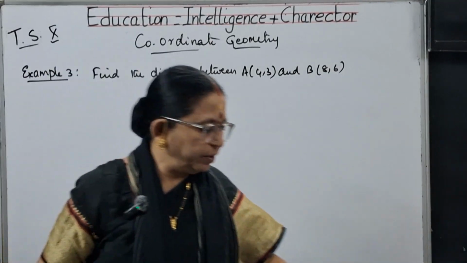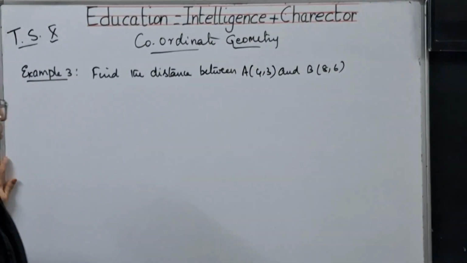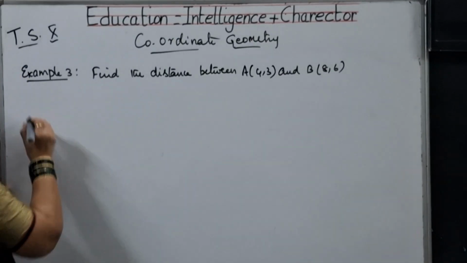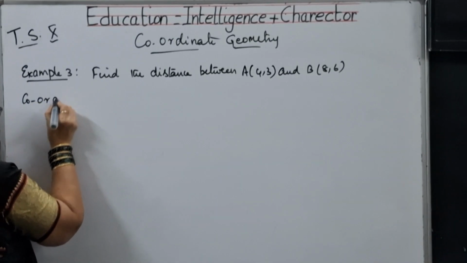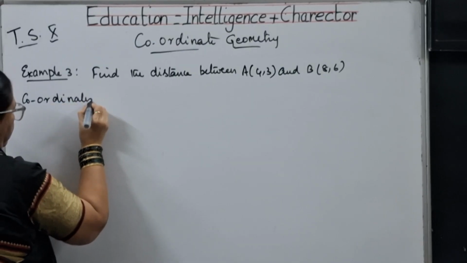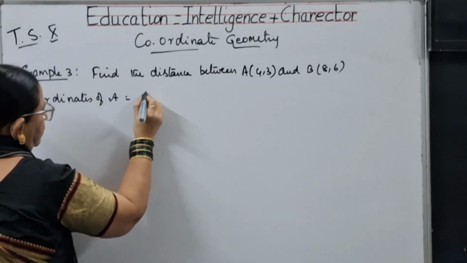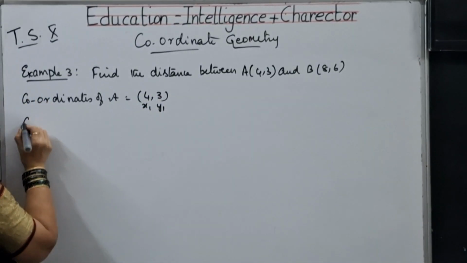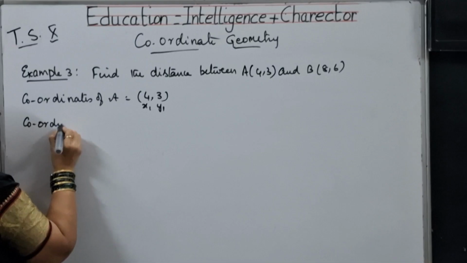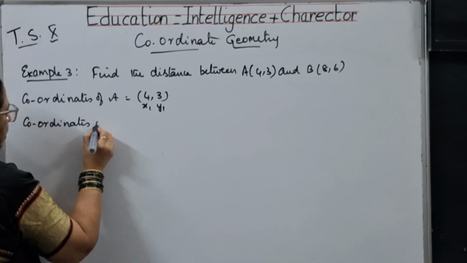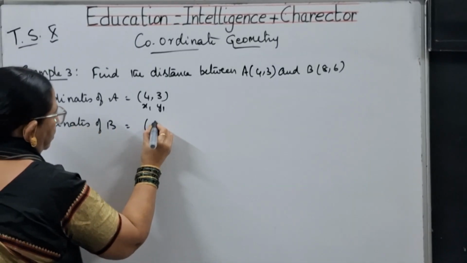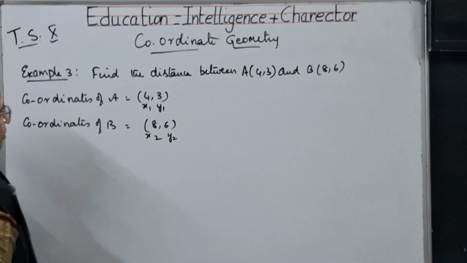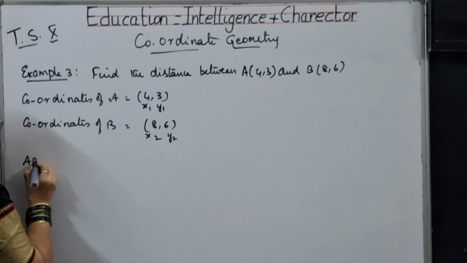Now example 3, children. Example 3 is, find the distance between A(4, 3) and B(8, 6). Coordinates of A is equal to (4, 3). So you consider it as x1 and y1. Then coordinates of B is equal to (8, 6), x2, y2. Now AB. How will you find out AB?